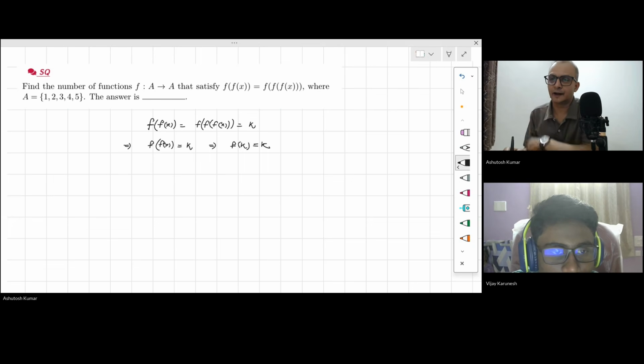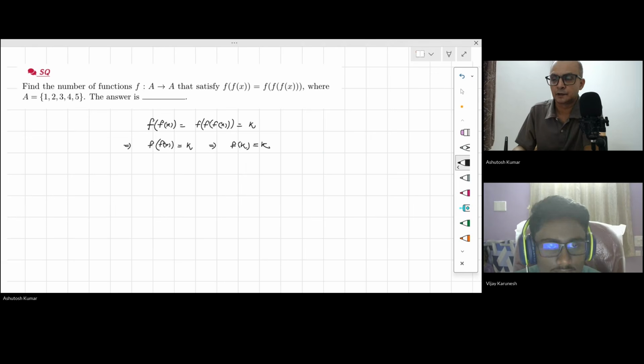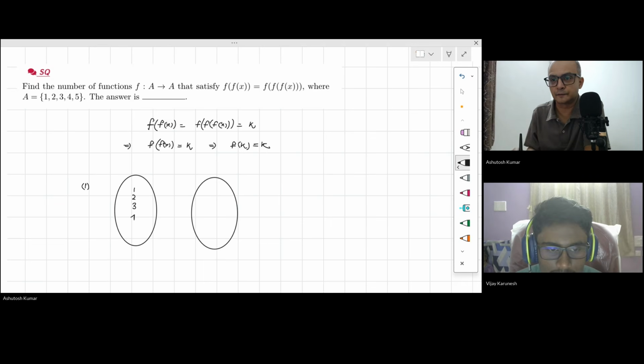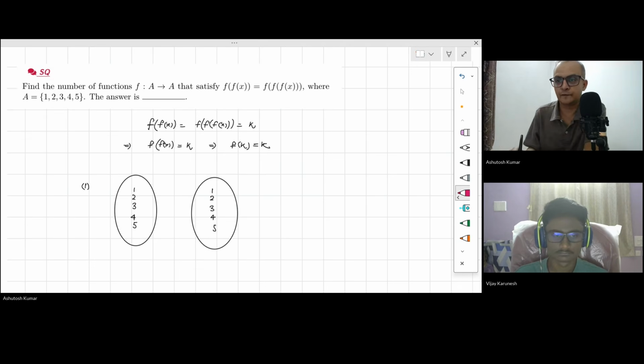So what can we do now? It depends on how many such cases you are taking, or you're fixing one actually. Let's say the sets each have 1, 2, 3, 4, 5. Now let's understand the problem. Suppose I fix 1 to 1. Then what will happen to the left hand side and the right hand side of the original equation?